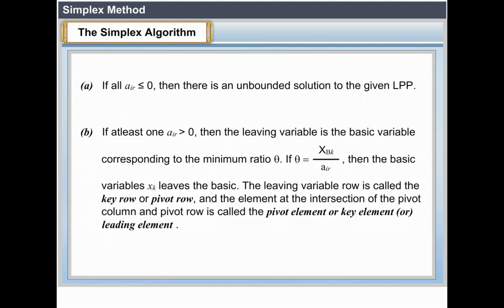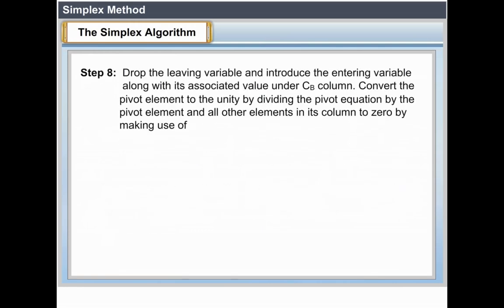The leaving variable row is called the key row or pivot equation, and the element at the intersection of the pivot column and pivot row is called the pivot element or key element or leading element. Step 8. Drop the leaving variable and introduce the entering variable along with its associated value under Cb column. Convert the pivot element to unity by dividing the pivot equation by the pivot element, and all other elements in its column to 0 by making use of subdivision A.